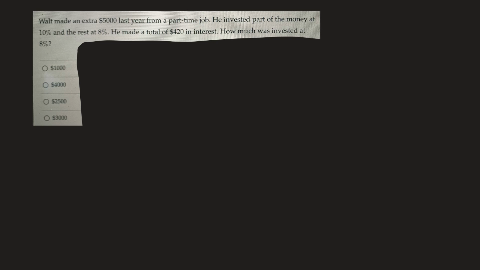All right, here's a good question. It says Walt made an extra $5,000 last year from a part-time job. He put some of the money in at 10%, and some of the money in at 8%, and altogether he made $420 interest on it. So how much was invested at 8%? And we can figure out 10% too.